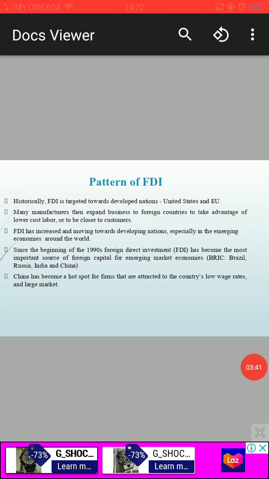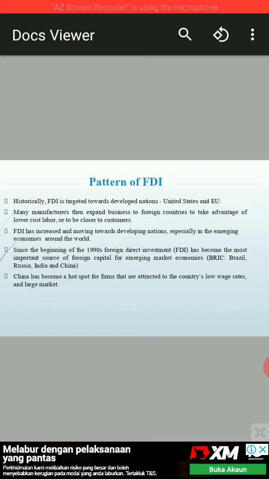Okay, now we move to the pattern of FDI. In the early stage of FDI during the 1980s and 1990s, the US was the favorite target for FDI inflow. Inflow means the country receives investment from other countries such as Great Britain, Holland, France, Japan, and Germany. Besides the US, another target was the EU countries, the European Union. So why did they target the developed countries? Because the markets are large, the countries are wealthy, economically stable and dynamic, and they have a very favorable political environment.